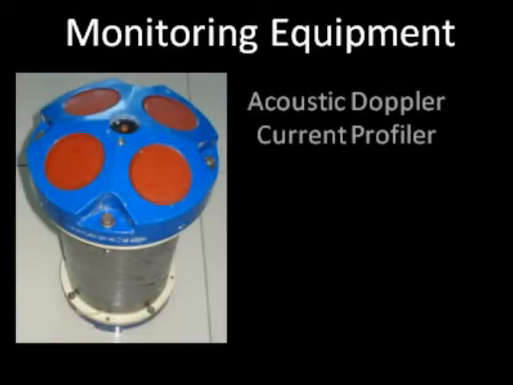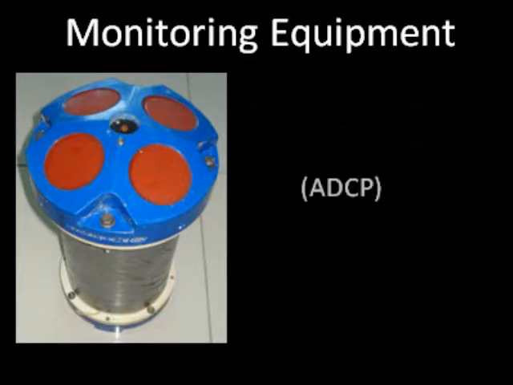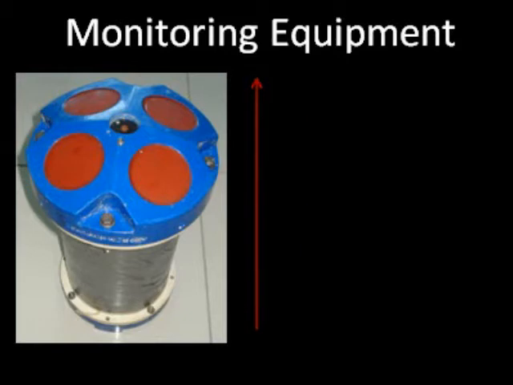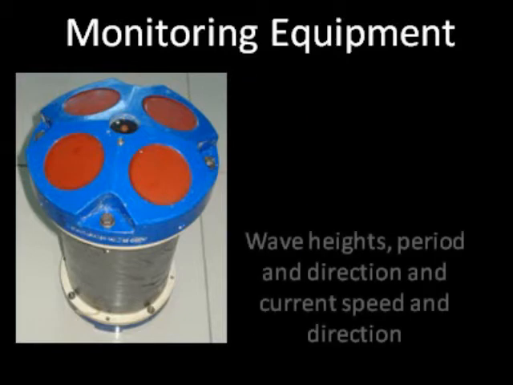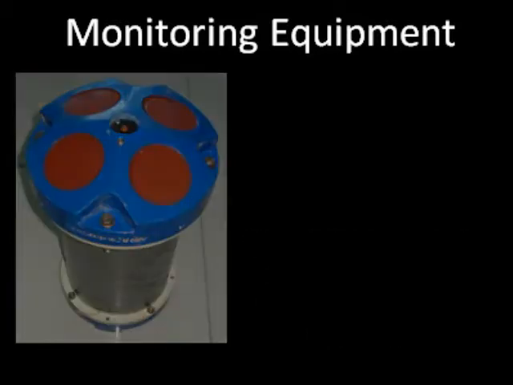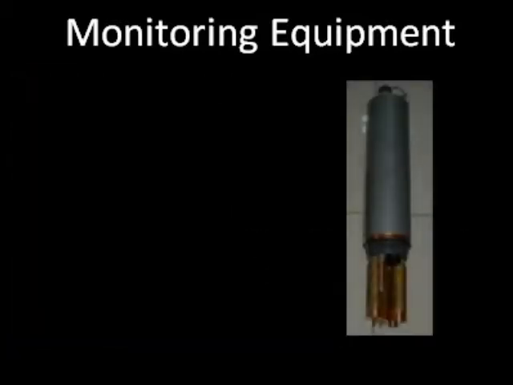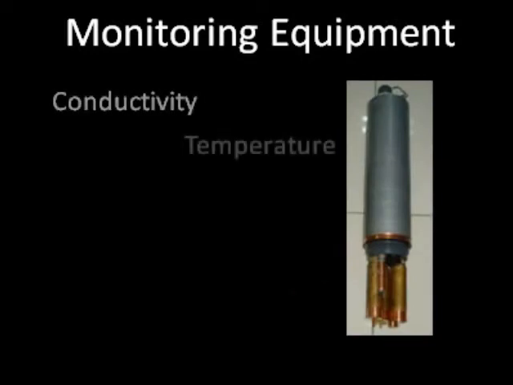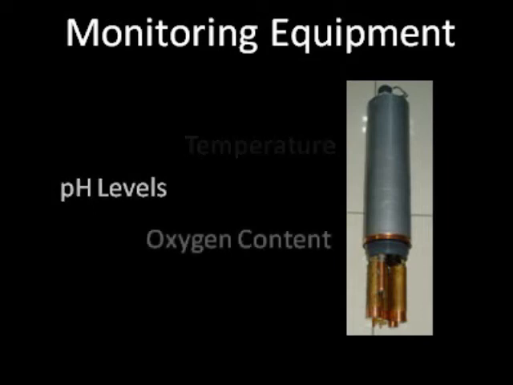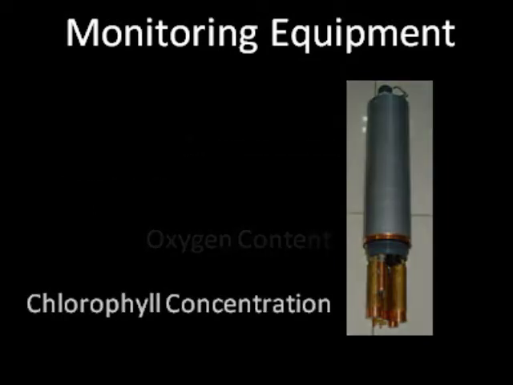Within the CM10051 project, all data is collected by the following items of scientific equipment. This is an acoustic Doppler current profiler, abbreviated to ADCP, and is installed facing upwards on the seabed. An ADCP measures wave height, period and direction and current speed and direction at sequential depths throughout the water column. This is a water quality sonde, and its sensors on the lower end measure the conductivity, temperature, pH levels, oxygen content and chlorophyll concentration in surface waters.